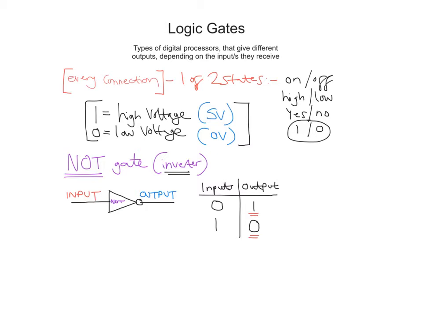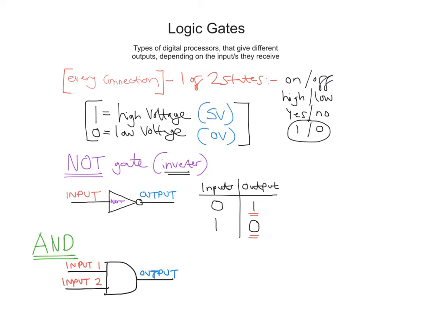Let's talk about the AND gate. Bit of an unusual name, but this gate, called the AND gate, looks a little bit like this. Now what's interesting about this is that it has two particular inputs and one output. So we'll label this input 1, this is input 2, here's our output, and this time, instead of being a NOT gate, this is an AND gate.